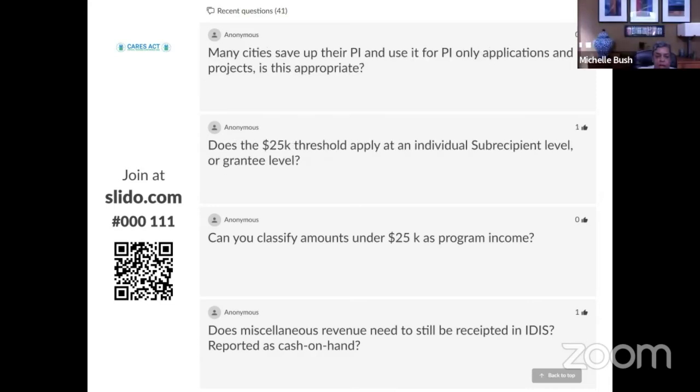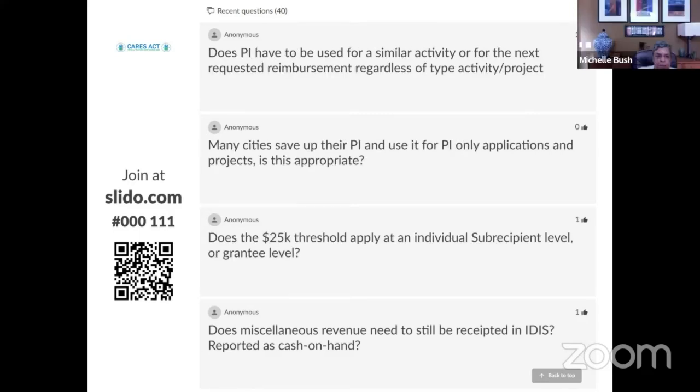Can you classify amounts under 25,000 as program income? You can use your miscellaneous revenue for CDBG activities, but you don't have to. I think that's the distinction. Correct. Many cities save up their program income and only use it for program income only applications and projects. Is this appropriate? I think that's totally at your discretion.